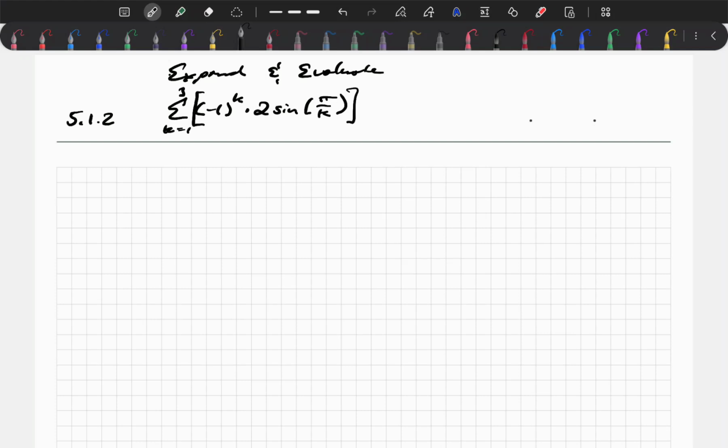So expanding means to write it out like this plus this without the sigma notation. And we have our inside function. We have our index of summation k, which starts at 1 and ends at 3. And then each term in our function will depend on k, so each of these will change with respect to k as k is incremented by 1 after we write out each term.